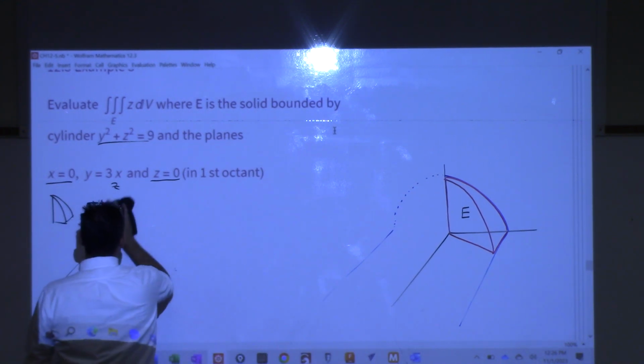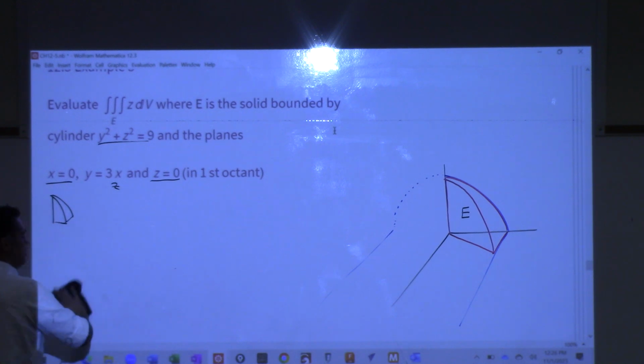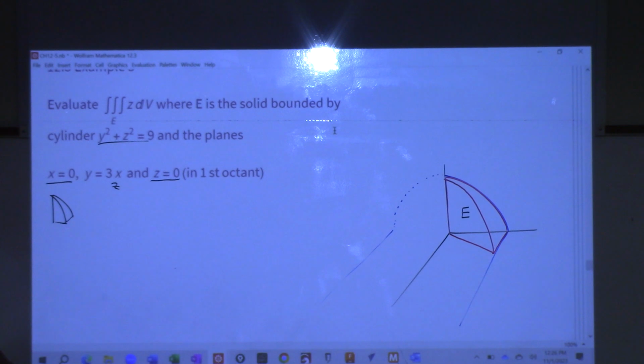Now, I definitely would recommend that you try this, and use Desmos 3D or GeoGebra to help you graph this, if you're having trouble with it.